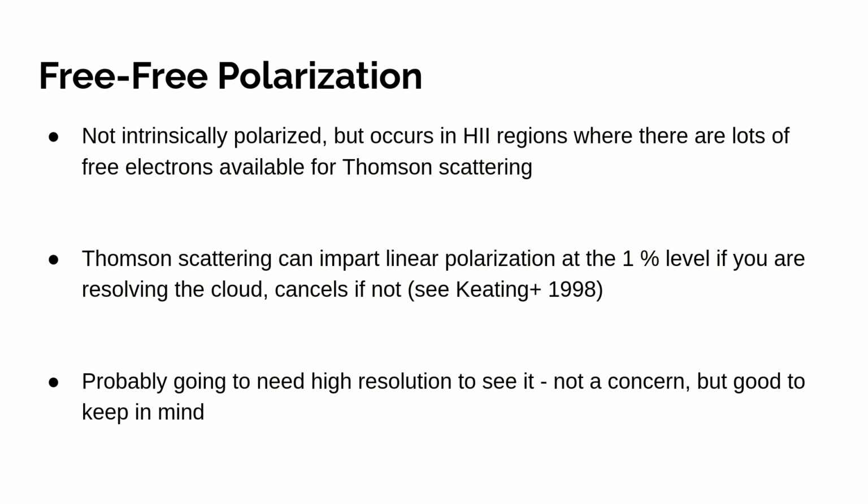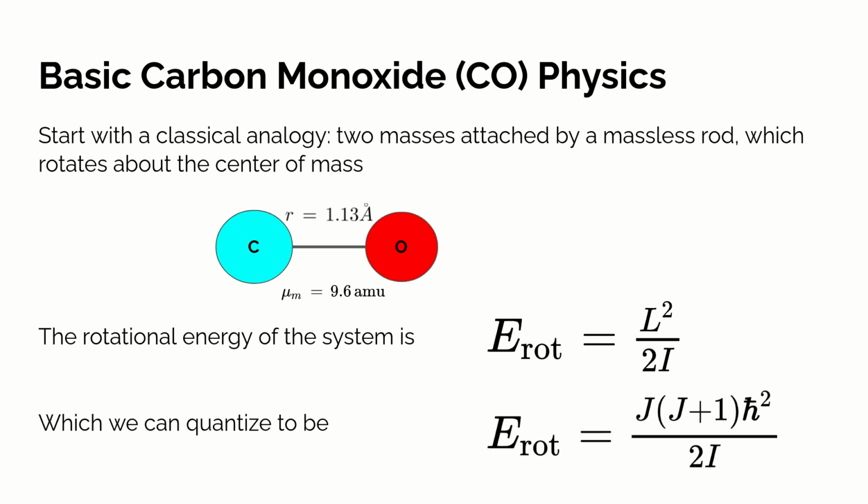For free-free polarization, we see that free-free is not intrinsically polarized, but can occur in HII regions where there are lots of free electrons available for Thomson scattering. Thomson scattering can impart a linear polarization at roughly the 1% level if you are resolving the cloud, but it cancels if otherwise, which we don't actually resolve individual clouds here. I'm probably going to need high resolution to see this, so it's not a concern, but it is a good thing to keep in mind.